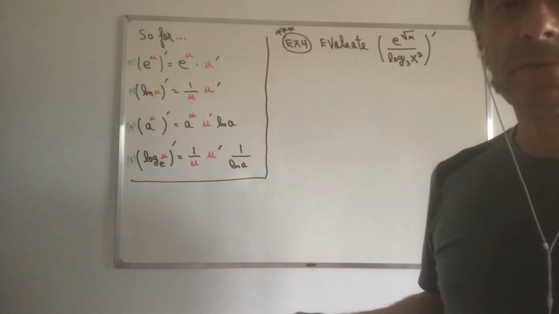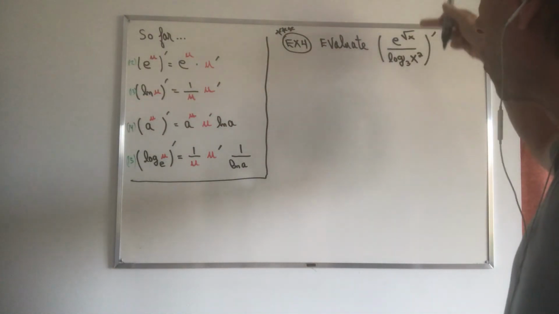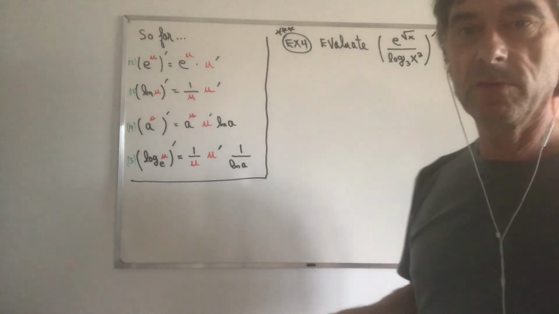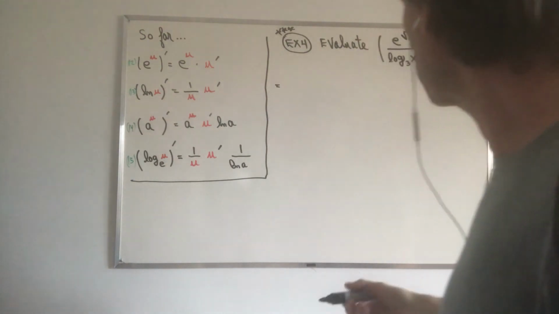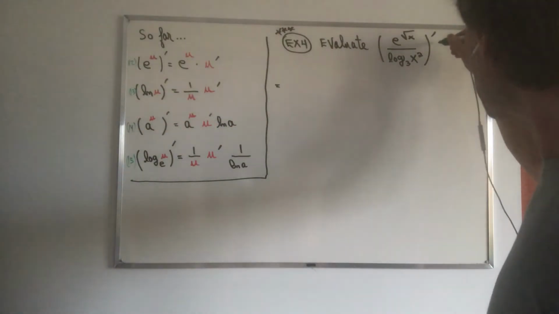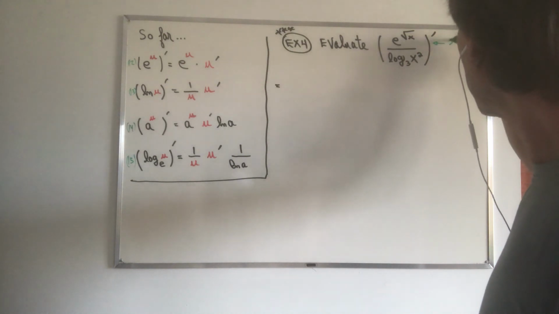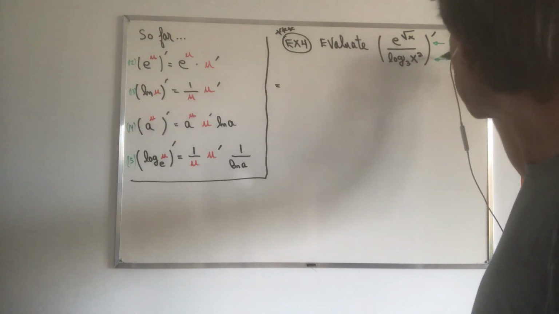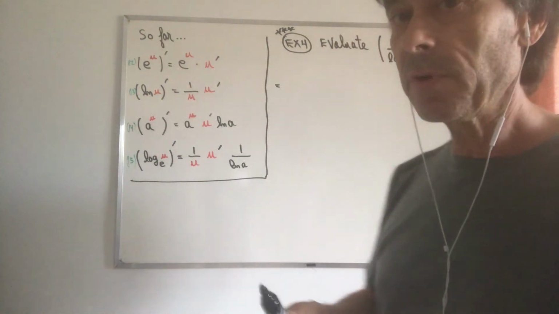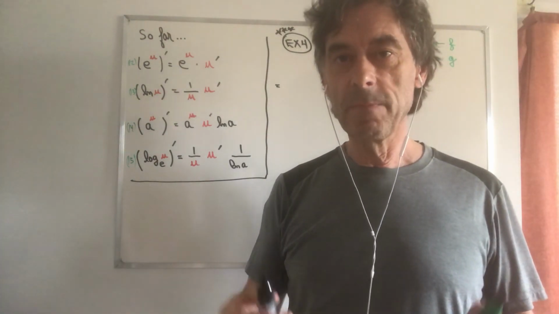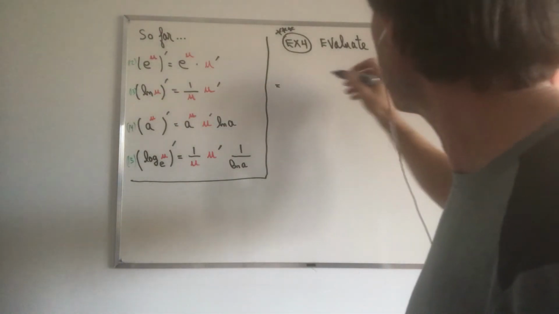What's the first rule involved? This is a quotient. So yes, if you're thinking quotient rule, you are perfectly correct. What is the quotient rule? Remember, the top is the f, and the bottom is the g. So the formula is f prime g minus f g prime over g squared. We know that for sure.